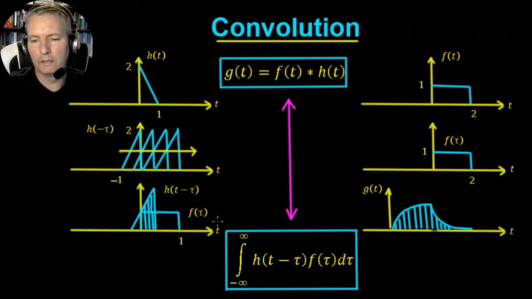Now what we would then do is we integrate all of these up from minus infinity to infinity, and in effect by integrating we take the area at each point in time, and the area becomes the height of this new function g of t. So we get this kind of effect here at the output. So the convolution then is the integral from minus infinity to infinity of h of t minus tau f of tau d tau, and this is the output we get when we convolve these two functions.